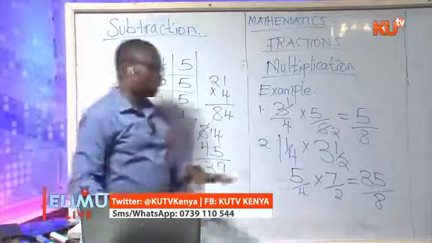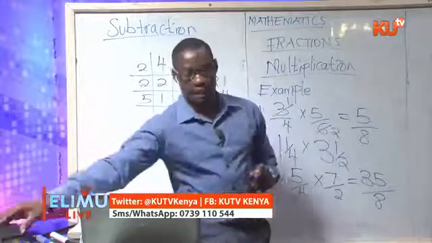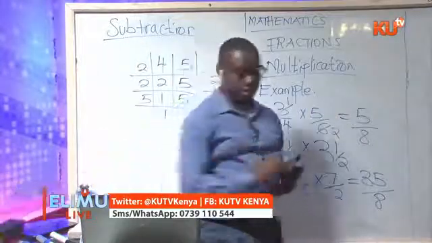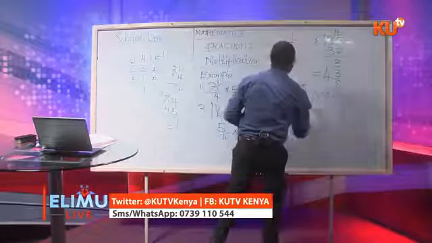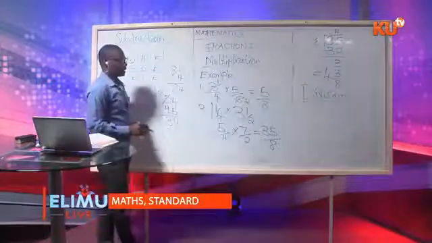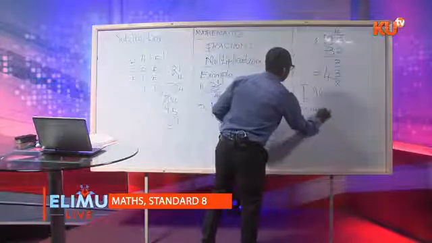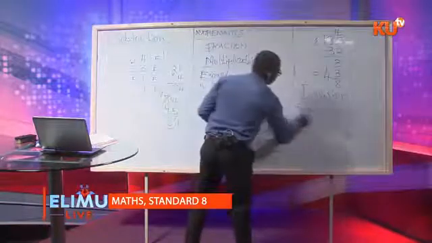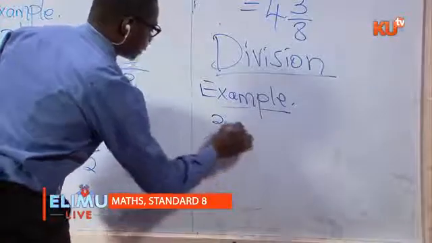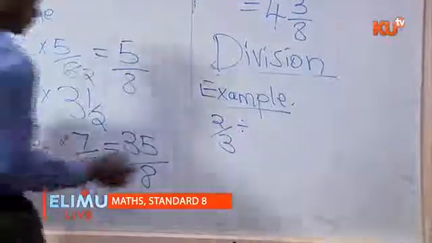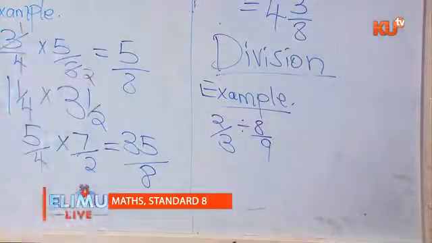We are left with the last part of fractions, which is division of fractions. I will start with one that has proper fractions. We can have an example: 2 over 3 divided by 8 over 9.